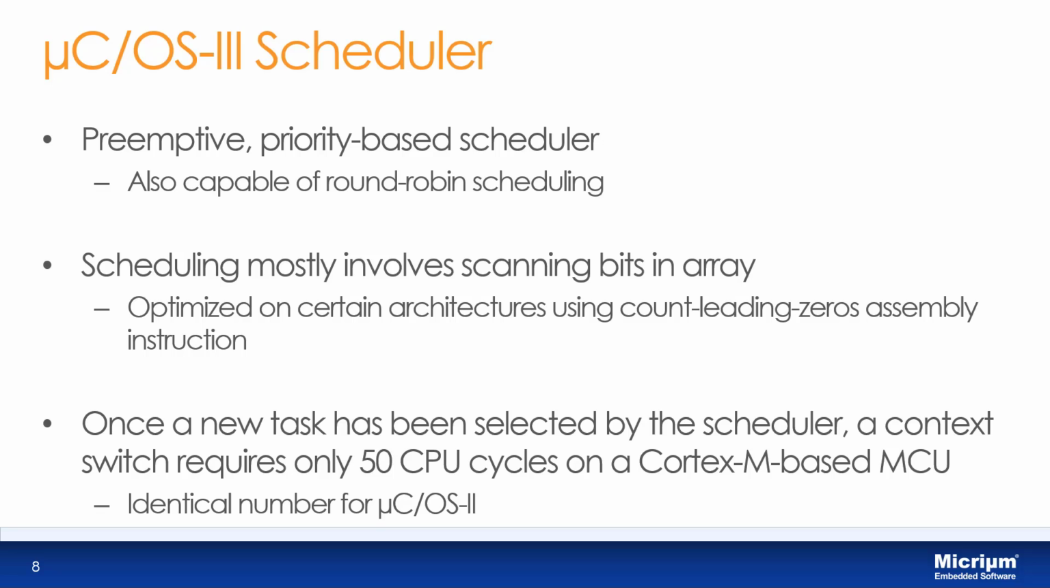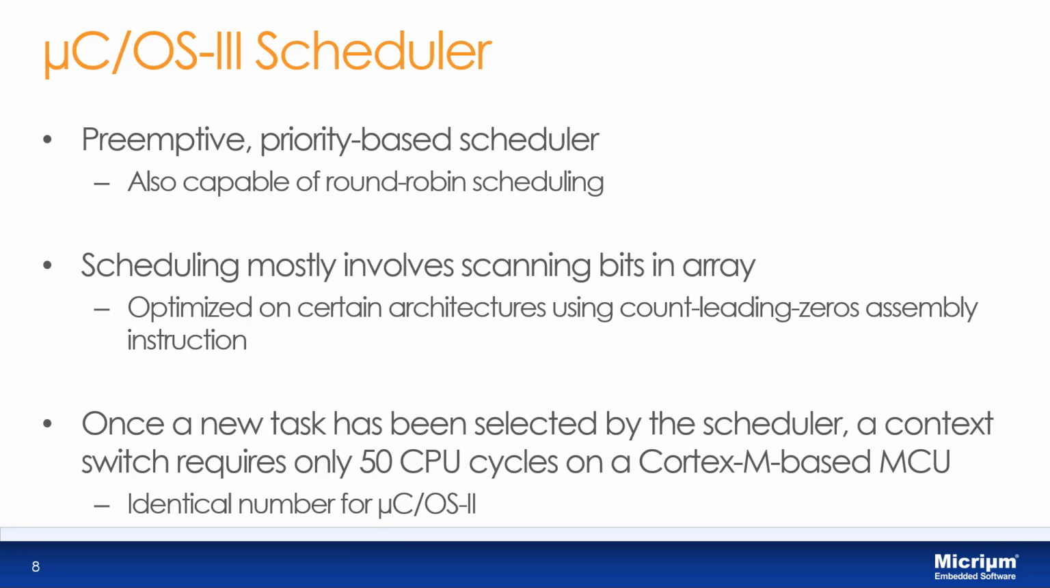Like MicroCOS2, MicroCOS3 offers preemptive priority-based scheduling. Also, much like its predecessor, the newer kernel performs scheduling by scanning bits in an array. In the case of MicroCOS3, though, this process can be optimized either with a lookup table or through hardware-specific means. The latter often takes the form of a count leading zeros instruction, an assembly instruction that certain CPU cores offer for rapidly determining the bit position of the first set bit in a particular value.